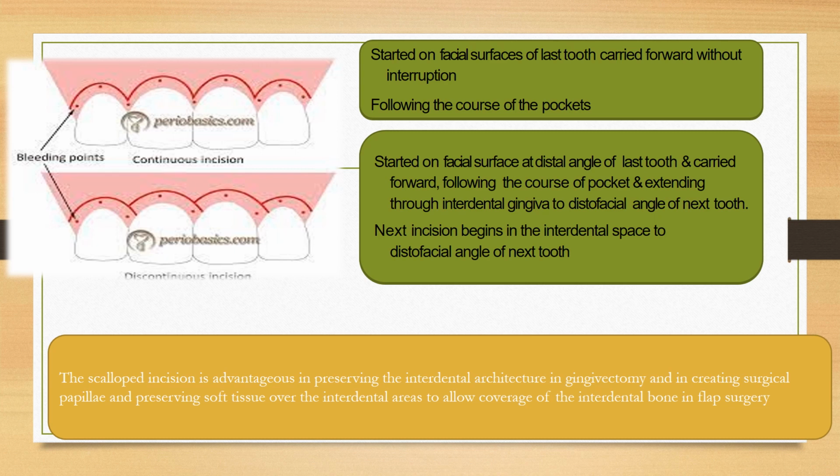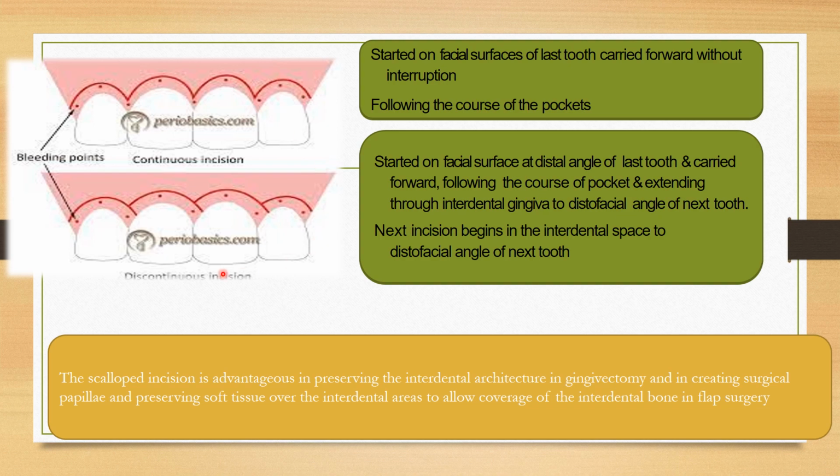So there are two types of incision. There is the continuous incision and the interrupted or discontinuous incision. The continuous incision, as you see in this picture, is very continuous. It is started on the facial surface of the last tooth and carried forward without interruption, following the course of the pocket. It will be scalloping like this towards the papilla, leaving a distance of 1 mm from the papilla. You can see that this is continuous.